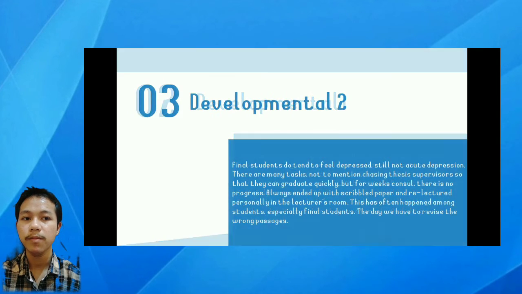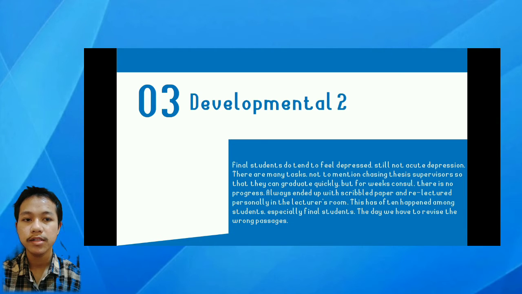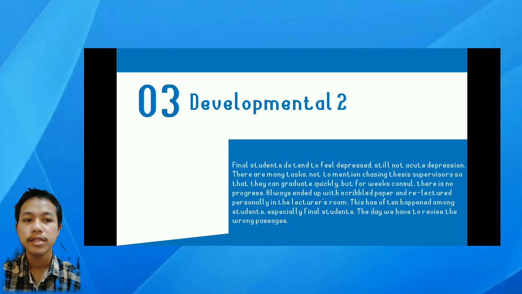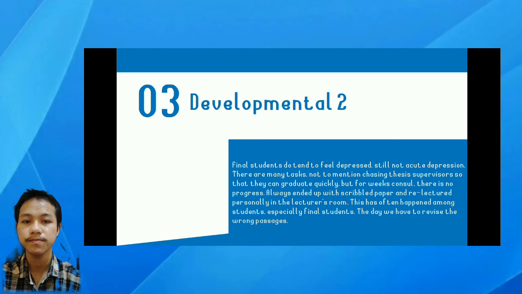Part 3 Developmental 2. Final students do tend to feel depressed, but still not acute depression. There are many tests, not to mention chasing the thesis supervisor so that they can graduate quickly. But after weeks of counseling, there is no progress. Always ended up with scribbled paper and re-lectured personally in the lecture room.